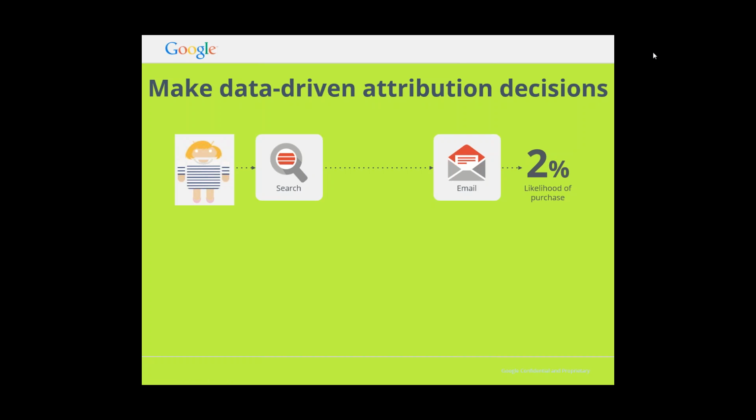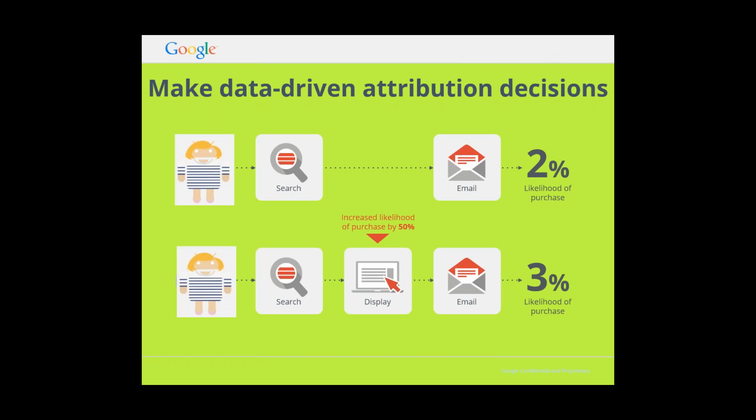And just to keep it simple, for the first path, for every user like me that first searched and later received an email ad, in this example, we had a 2% chance of converting. Let's take the second path now. For every user that searched and then saw a display ad and then received an email ad, they had a 3% chance of converting. So you can see that the display ad increases the likelihood to convert by 50%. This is a simplified example, of course, for the purpose of this slide, but it is based on a very complex Shapley statistical model. It is not a black box because you can actually download it from the tool.